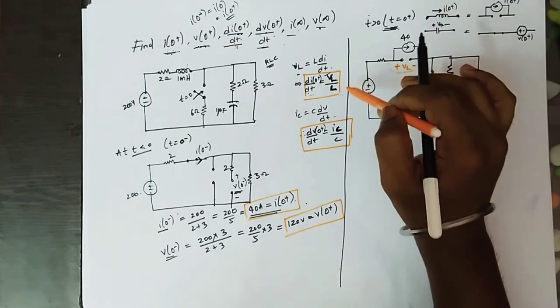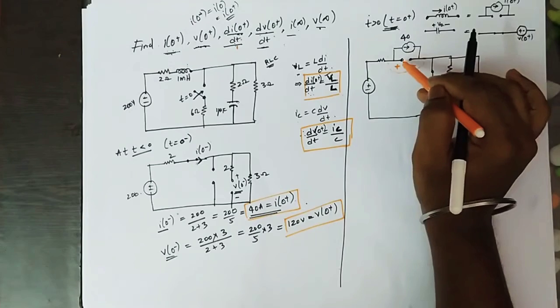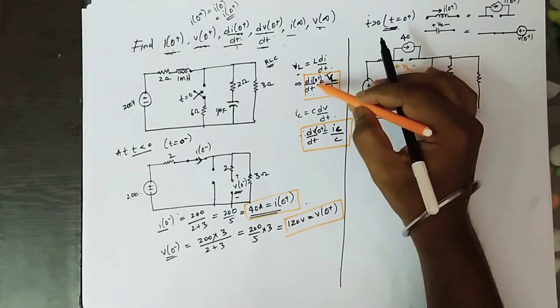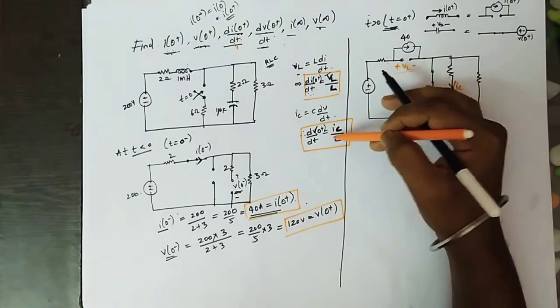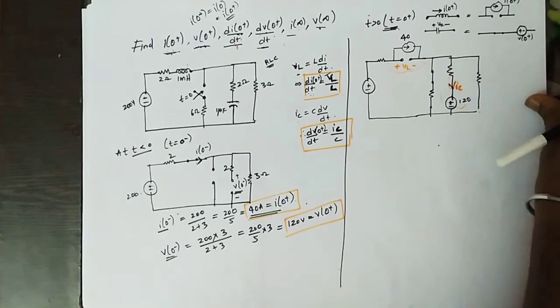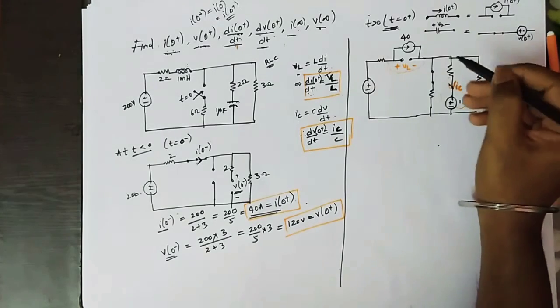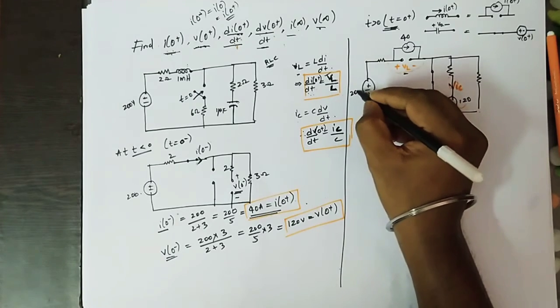This is a very important concept you need to know. If you want to find the change in current through the inductor, you need to find the voltage across the inductor. If you want to find the change in voltage, you need to find the current through that capacitor. Now the challenge is you have to find VL. You already know 200 volts.